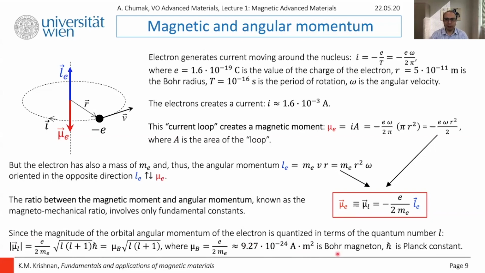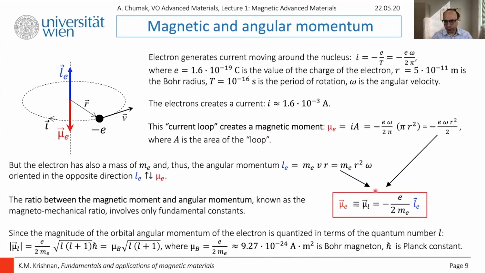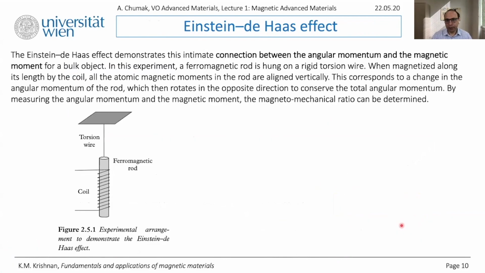Good, so now we have quantized orbital momentum. We know where it comes from, and we can move on. Before we continue with spin, I would like to make a little detour and present the experiment where this fundamental formula was proven experimentally. Here we are talking about the so-called Einstein-de Haas effect.